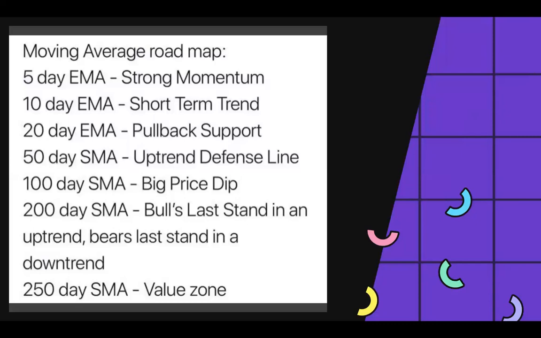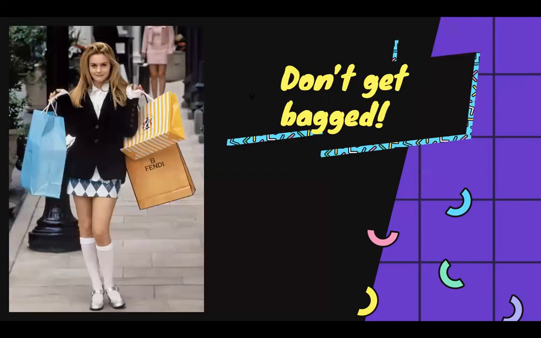100 is the big price dip. Sometimes I look at the 100-day moving average. Sometimes it does respect it, but not typically for day trading, just on longer time frames. And the 200-day is the bull's last stand in an uptrend and the bear's last stand in a downtrend. And the 250-day, I don't really use that. I think that's more for Forex and crypto people, where the price just goes continuously 24/7. And some advice from our friend Cher: do not get bagged.